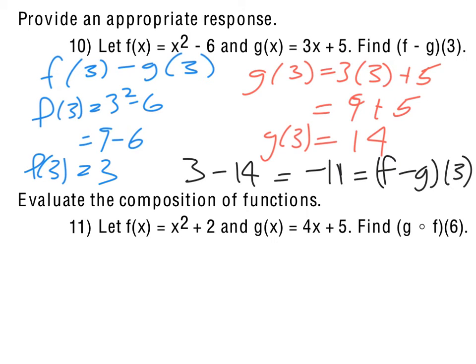Another way you could do that is you could find f minus g of x, which would be x squared minus 3x minus 11. Replace the x with 3, and it would give you the same answer.